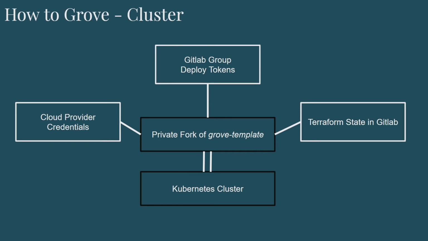Each private fork has its own Terraform state in GitLab. The state is saved and managed in GitLab, so even if you are doing some deployment or management from your local desktop, it will still use that state from GitLab, so you can do it from anywhere. It just uses one state. And of course, you need to set up all the cloud provider credentials, like AWS access keys. That is all you need to do to set up Grove: just create a fork, add the credentials, and add the tokens.